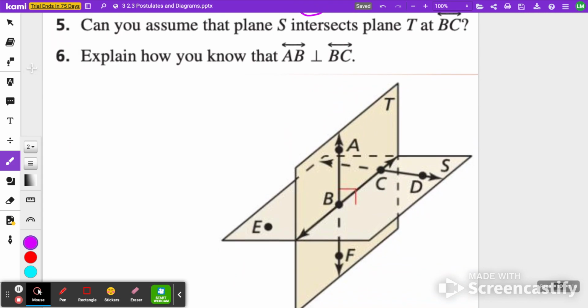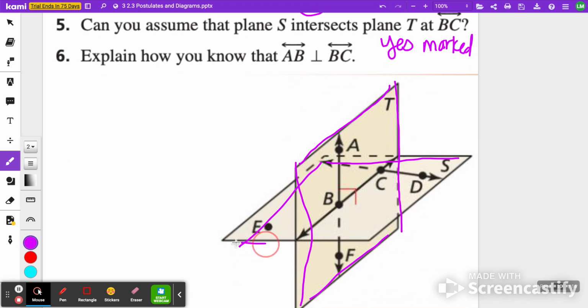Number 5, can you assume that plane S intersects plane T at BC? We can say yes because it is marked. Okay, you can see how plane T is this plane, and then plane S is this plane, and the line that is going through both of them is right here, BC. Okay.